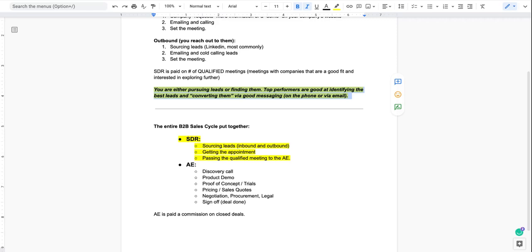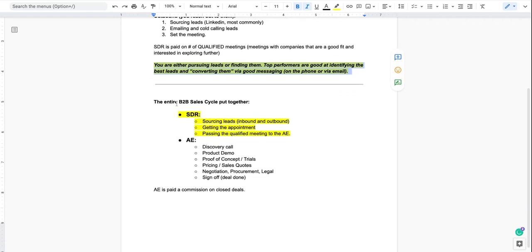I've found that weak SDRs or the bad SDRs or the SDRs that really could use some coaching are the SDRs who are not good at identifying those leads. And so basically what you're going to want to prioritize over time as you enter into the role is discerning who's a good lead and who's not, and then being relentless about chasing those good leads, and completely filtering out the rest.